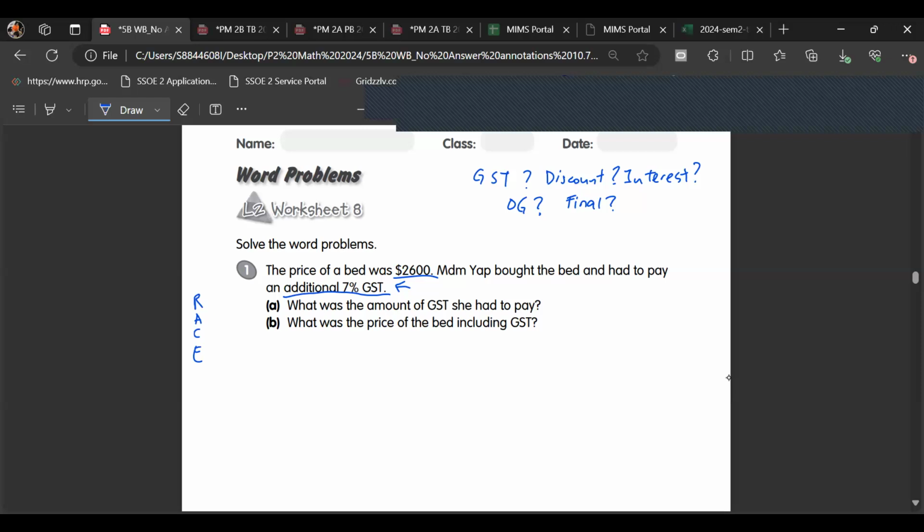Additional GST. Then the next part says, what was the amount of GST she had to pay? So really quite helpful. This question gives you all the parts. What was the price of the bed including GST? Okay, so I've done my annotation. So I know this is the original price. I can label as OG, original price. The first part is asking for GST. The second part is asking for the end price, the final.